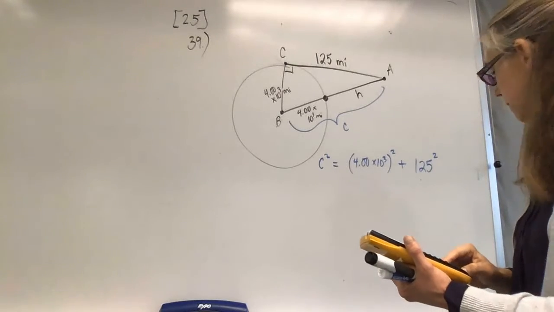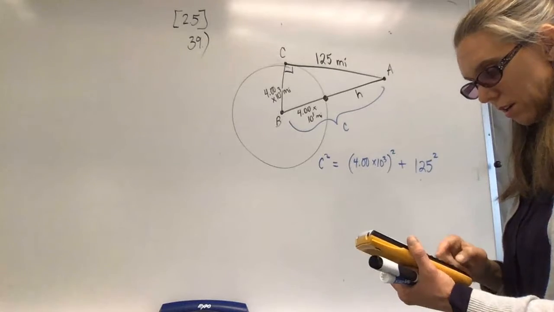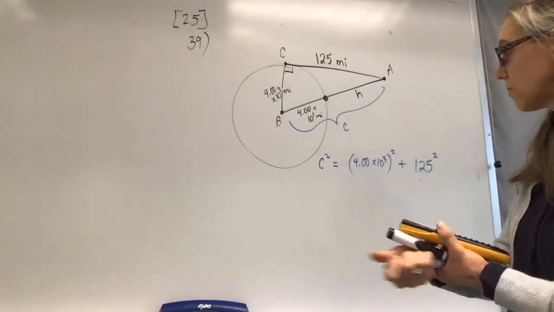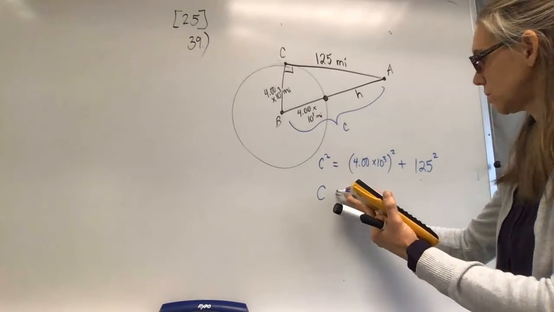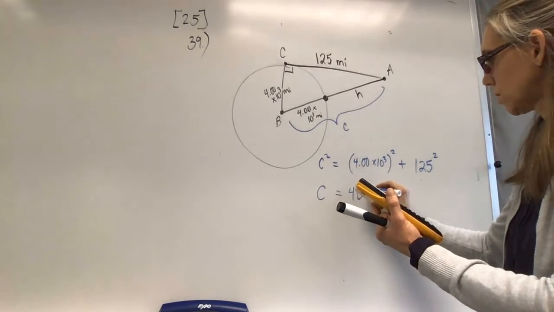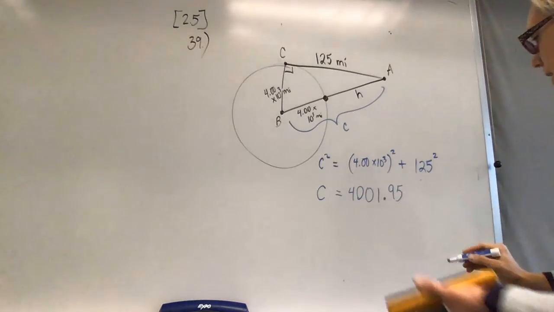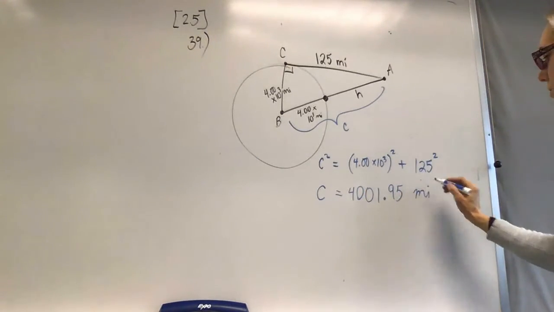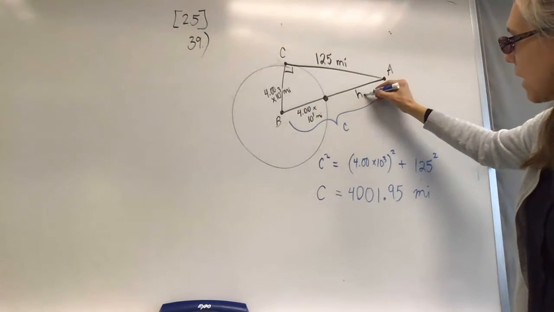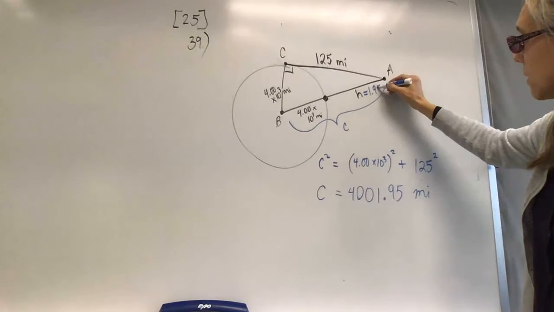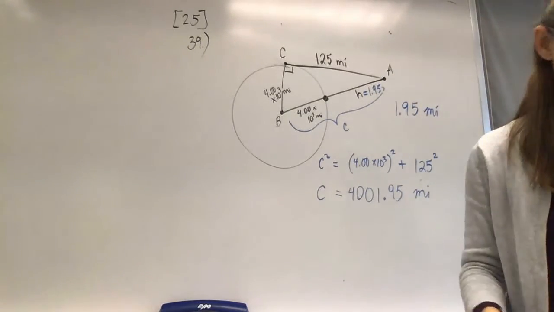So we have 4,000 squared plus 125 squared. Then we take the square root of that, and we find that C is equal to 4001.95 miles. So if you subtract the 4.00, that leaves you with H as 1.95. So that's 1.95 miles above the Earth.